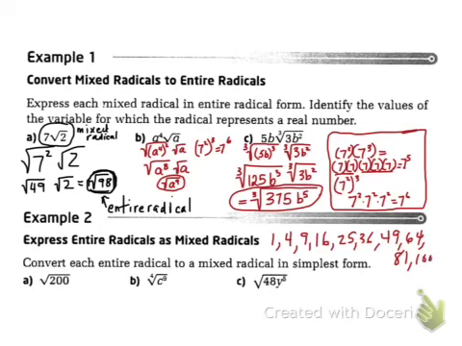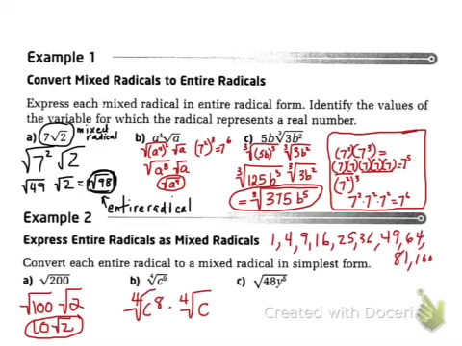Now, from my list, what's the biggest perfect square I can divide into 200? Well, if I start at the top, because we want to start with the biggest we can go, does 100 go into 200? Yes. So I can express root 200 as root 100 times root 2. Now I know what root 100 is. It's 10. So I can write this as 10 root 2. And I'm done.